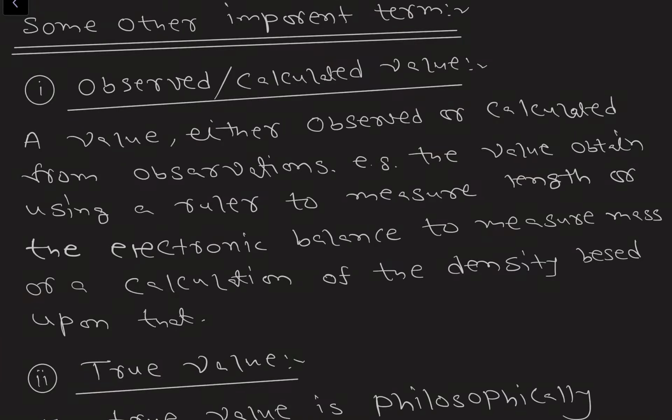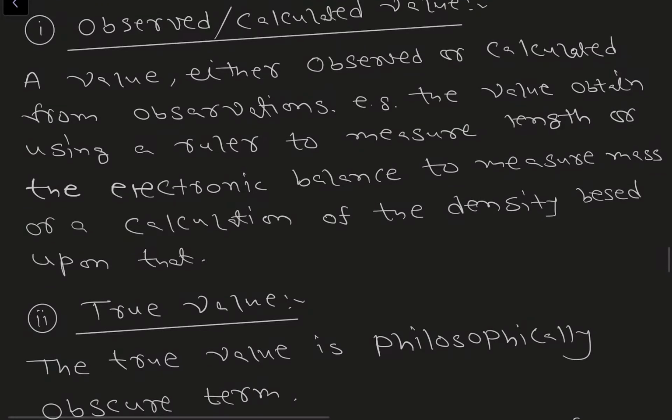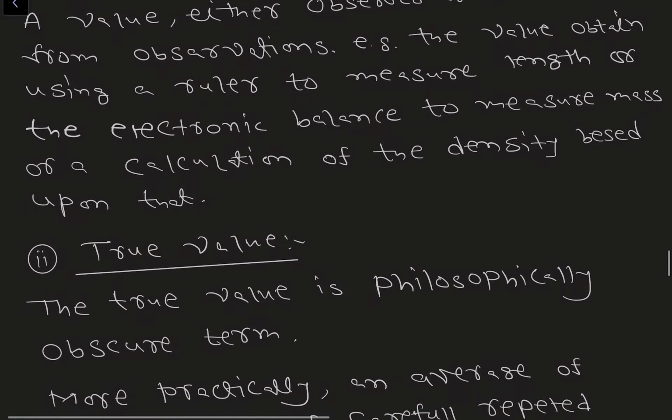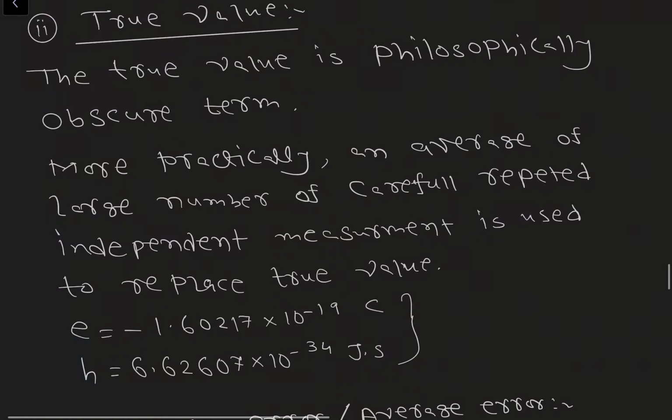Another thing is the calculation of density, based on two observed values. First we have to observe the volume of a body and the mass of a body, then we calculate the density. So here two terms are discussed: observed and calculated values. Like we can observe distance and time, then calculate velocity. Sometimes we can observe velocity and time, and calculate acceleration.